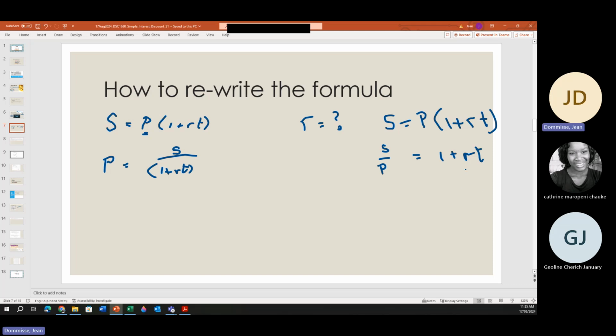Then I still need to get to the RT, so I will need to get rid of that 1 on both sides. So if I subtract 1 on both sides, I will get that S over P minus 1 is equal to RT. And now you can see if I want to get rid of the T so that I isolate the R, I need to basically divide both sides by T.